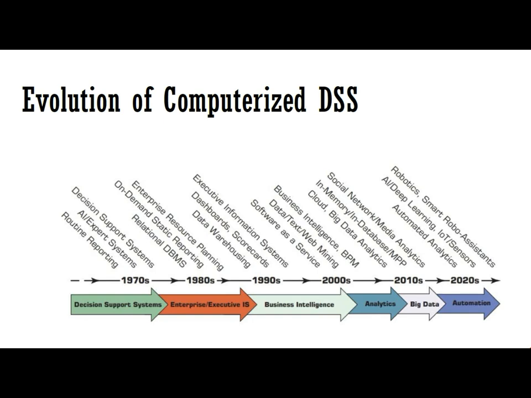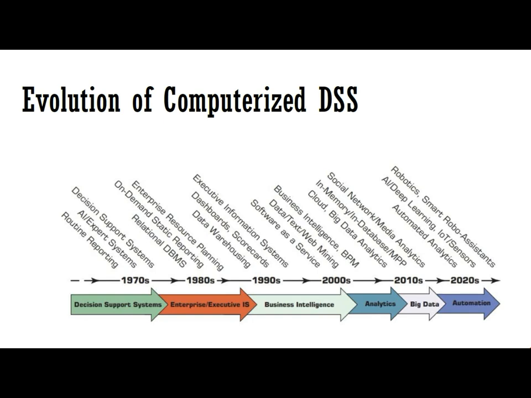In the 90s, early 2000s, business intelligence started. Executive information, dashboards, scoreboards, data warehousing. So in the early 1990s up until 2000, we started collecting this data. How do we use it? Business intelligence, data, text, web mining, software as a service. So this has become very popular at that point.